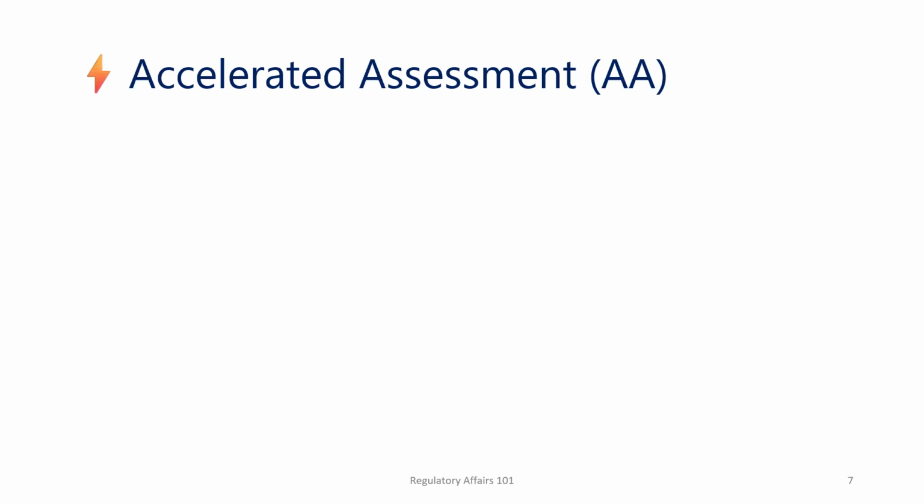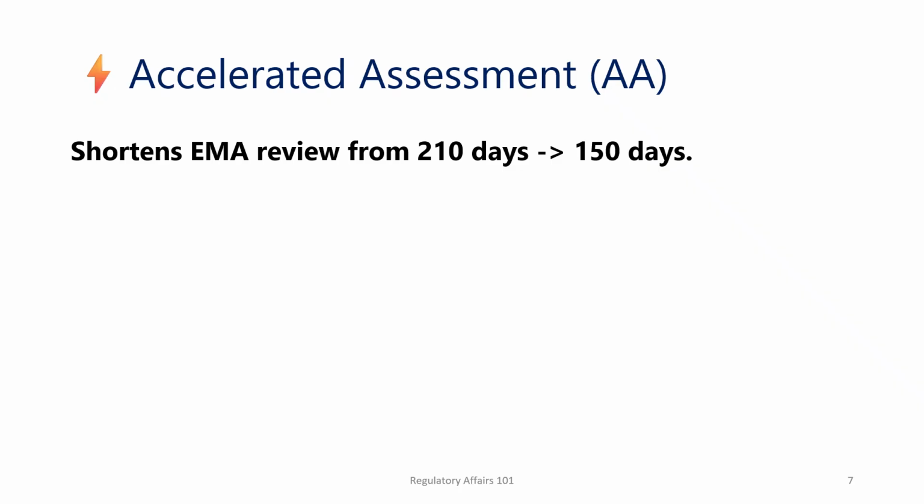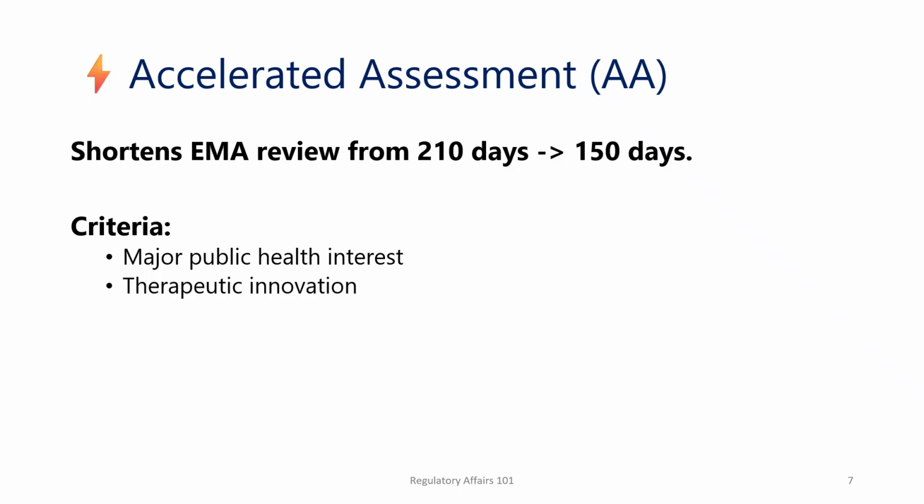Accelerated assessment shortens EMA review timelines from 210 days to 150 days. It's reserved for medicines of major public health interest or those offering meaningful therapeutic innovation.